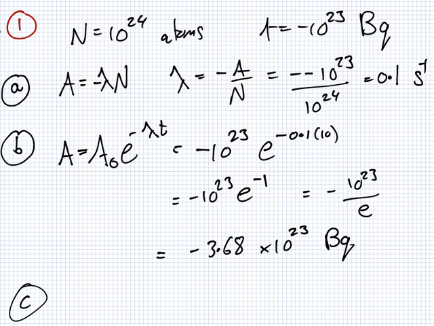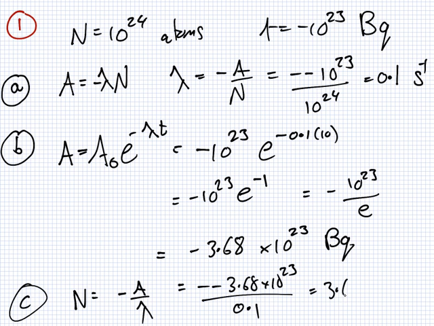Do you have this, Mr. Sharif? Yes. I can continue with the next one? Well, you need to give me the next one. Sorry. Calculate the N after 10 seconds. Yes. So you can use this formula, N equals minus A over lambda. I've basically just reused this formula. So that will be minus 3.68 times 10 to the 23 all over 0.1, which equals 3.68 times 10 to the 24 atoms.